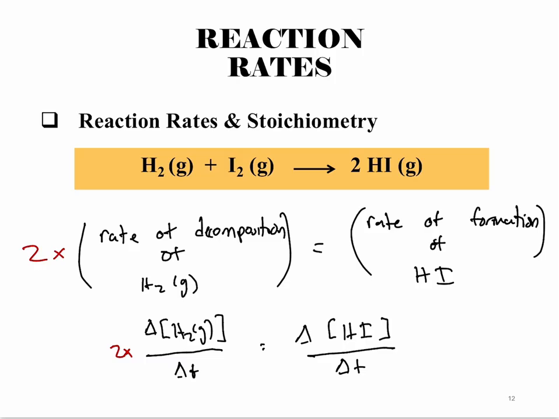And so then the rate of decomposition is going to be delta H2 over delta t, which is equal to 1/2 the change in concentration of hydrogen iodide over the change in time.